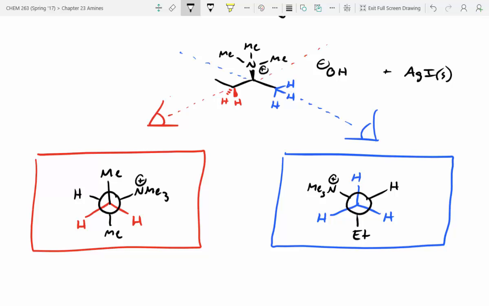All right? So, looking at these 2 Newman projections, which one's more stable and why? The blue box or the red box? The blue one, right? If we look at this one right here, we've got this big old gauche interaction, which means that this is less stable due to gauche interactions.